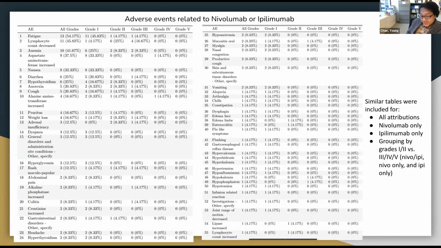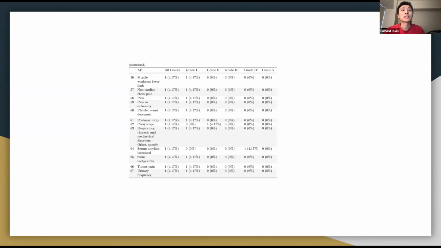Okay. And then they had another table for all attribution, what does that mean? I think any adverse events throughout the entire trial, not just Nivo or IPI related. Oh, I see. Should I include that or no? No, this is good enough. Okay. And then just continue, like they had more.